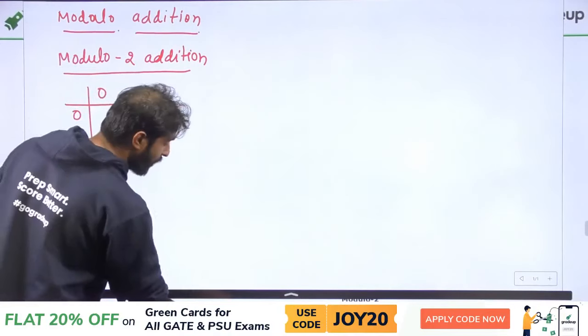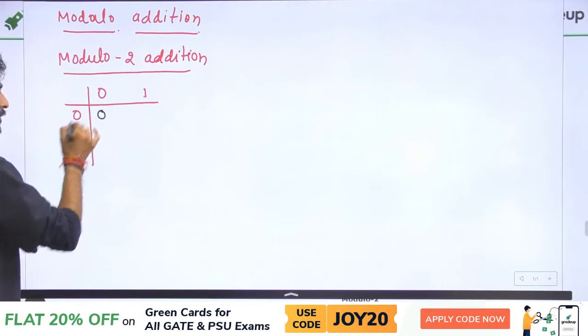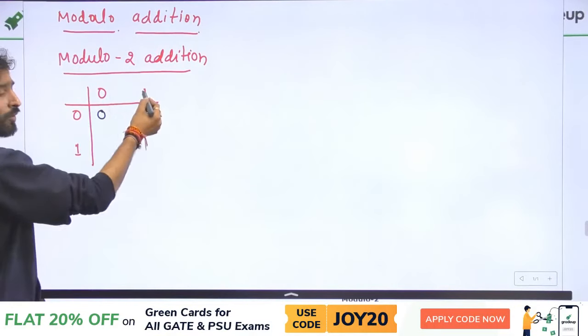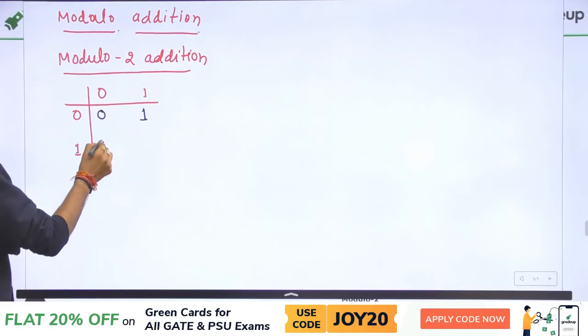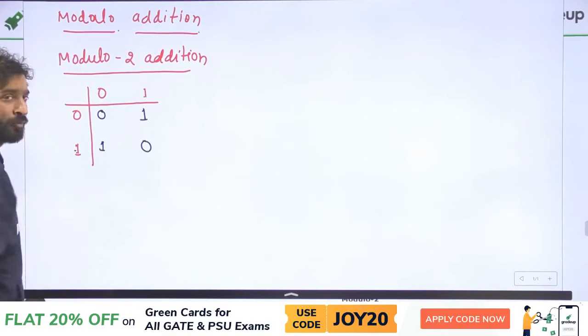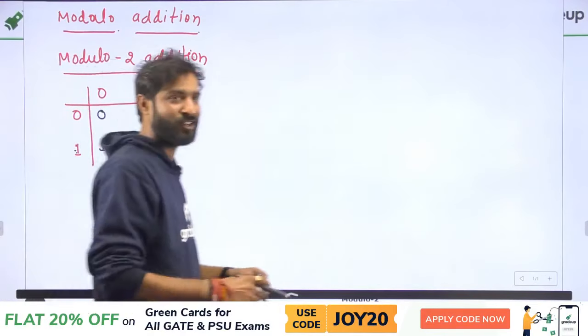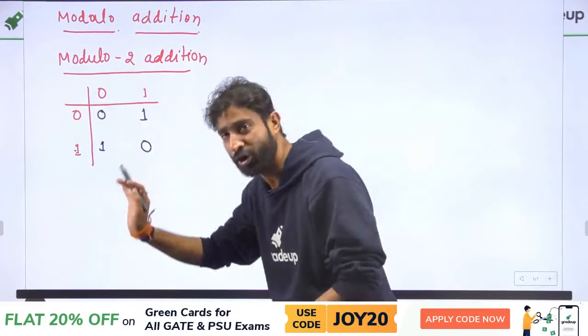If we perform a modulo 2 addition, 0 modulo 2 addition with 0, the result will be 0. 0 modulo 2 addition with 1, the result will be 1. 1 and 0, the result will be 1. 1 and 1, the result will be 0. So it is nothing, it is just the same as an XOR operation.